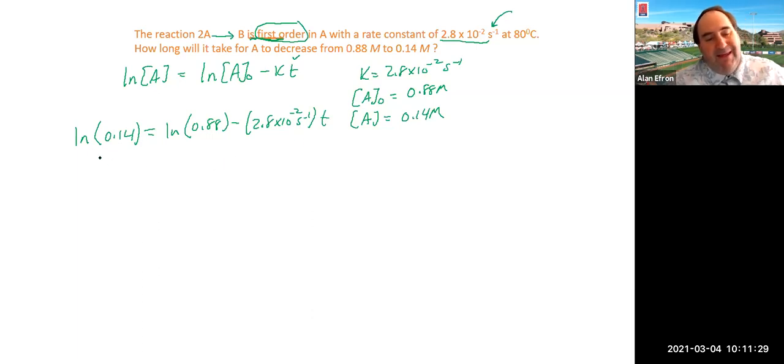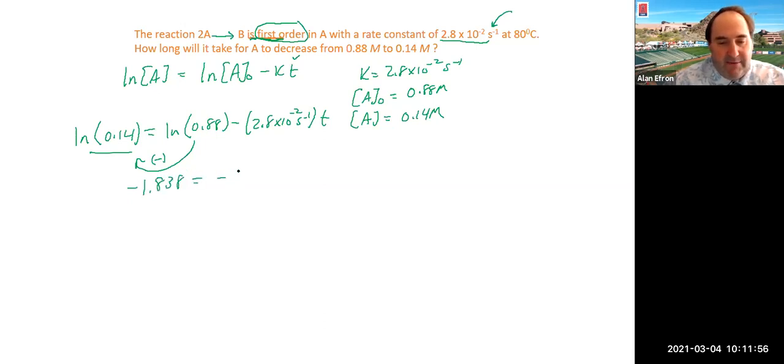I personally take the natural log of 0.14. I then subtract the natural log of 0.88 to do that. So natural log of 0.14 minus the natural log of 0.88, and if you do that, you're going to end up with about minus 1.838 on the left-hand side equals minus 2.8 times 10 to the minus 2 reciprocal seconds times time.